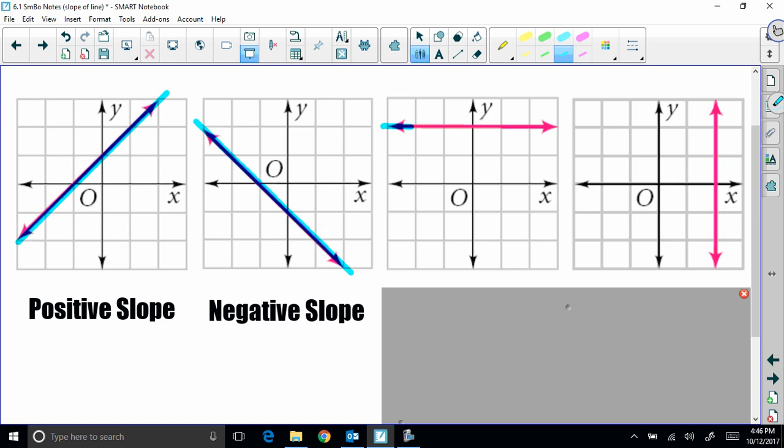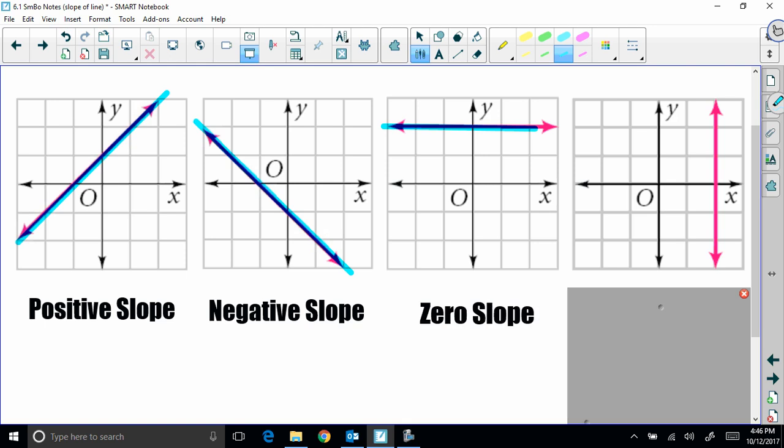If your line is horizontal, a horizontal line, your slope is 0. And so you can either write the word 0, or what we just do is say, okay, what's the slope of that line? We just put a 0 there.